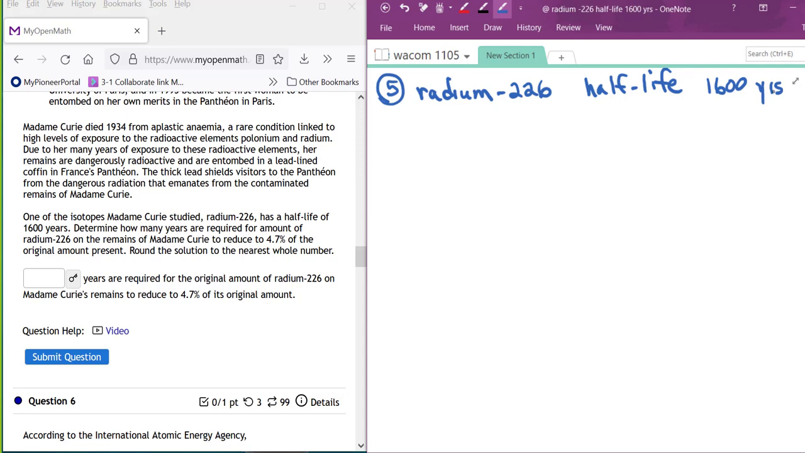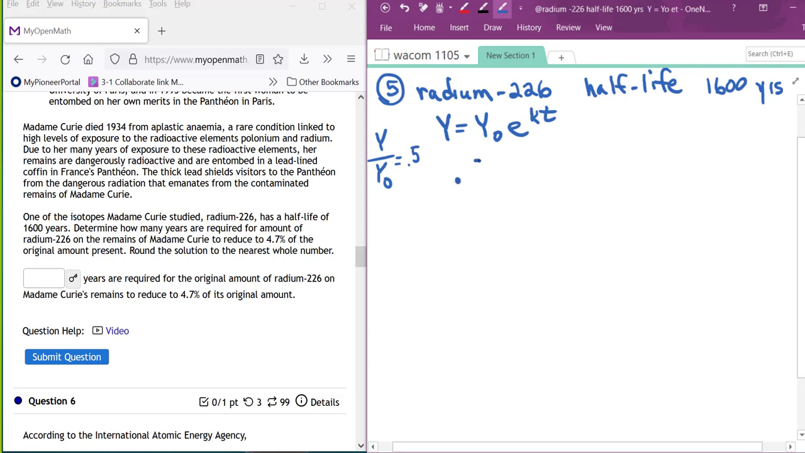So the first thing we have to find is the k. So from our model, y equals y sub 0 e to the kt. And we're going to use this half-life that they've told us, right? So y divided by y sub 0 is going to be 0.5. 50% will remain. So 0.5 equals e to the k, k is what we're looking for, and they've given us t, 1600.